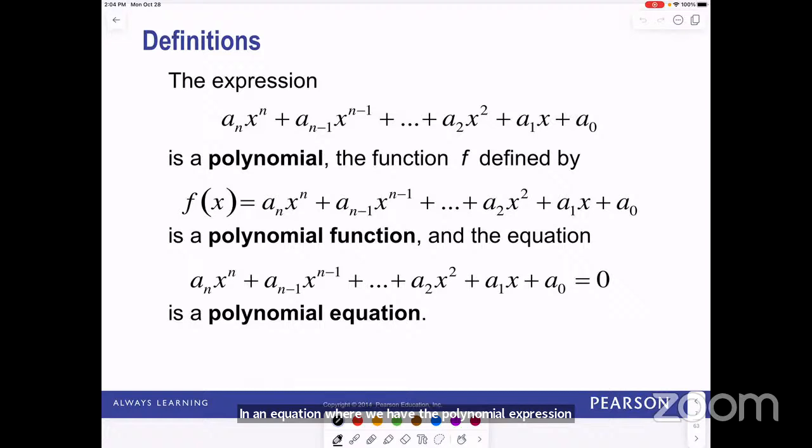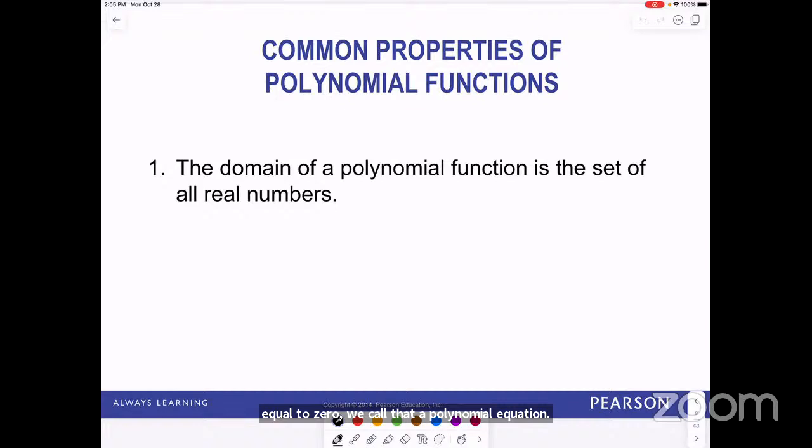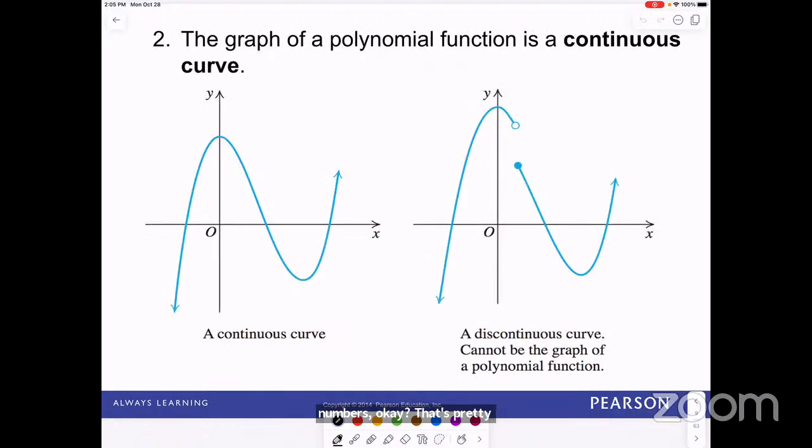Okay. A few properties of polynomial functions. The domain of a polynomial function is the set of all real numbers. Okay, that's pretty straightforward. The graph of a polynomial function is a continuous curve. So for instance, on the left, we have a continuous curve, meaning we can start at any point on the graph and get to any other point on the graph by tracing the graph without picking up our pencil. So there are no holes or gaps or breaks in our graph, right? So continuous, no holes or gaps or breaks, as in the example on the right, right? So we have a hole or a gap.